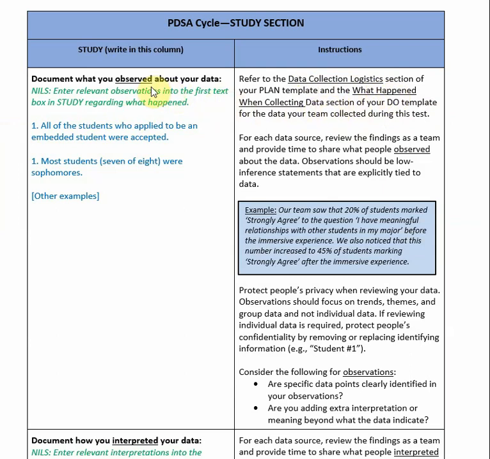Here we ask you to focus on observations that you and your team made about your data. Observations are low inference statements about the data. So for example, again, continuing with the numbering scheme of aligning our data work to our predictions, with respect to our first prediction, which was with recruiting students to participate in the embedded student feedback process, the improvement team here noticed that all of the students who applied to be an embedded student were accepted. They also observed that most students, 7 of the 8 who completed the term, were sophomores.